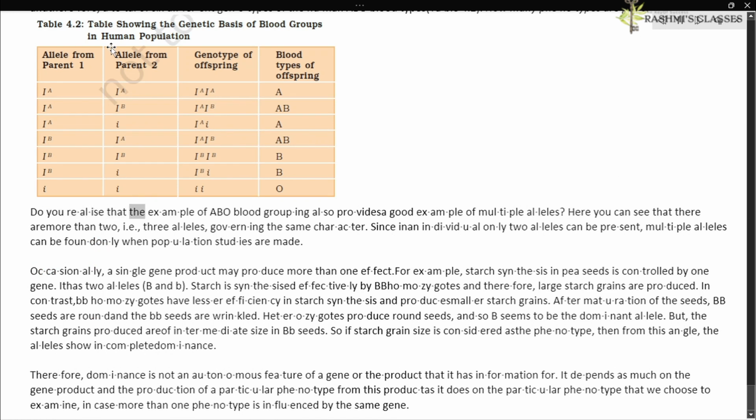Do you realize that the example of ABO blood grouping also provides a good example of multiple alleles? Here you can see that there are more than 2, i.e., 3 alleles, governing the same character. Since in an individual only 2 alleles can be present, multiple alleles can be found only when population studies are made.